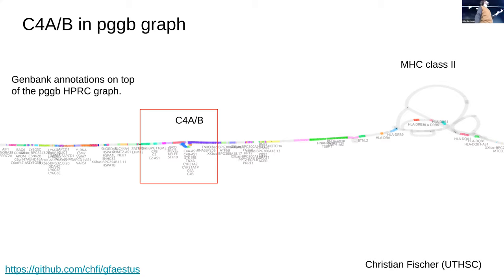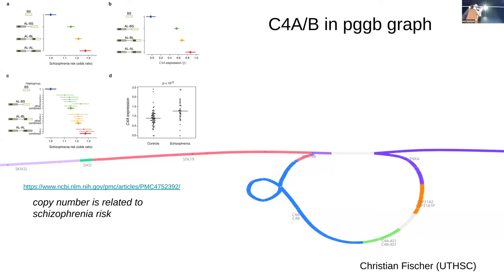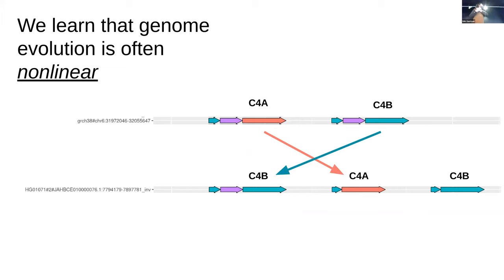I showed an example of this before. It's an interesting gene because it's part of the complement system, which is an innate immune system. The function of this particular gene is something like immune system signaling glue. Copy number changes are related to schizophrenia risk, so it's an interesting target. We looked at it a lot in the project. But what I want to show is that we see something you can't see easily with short reads, or shorter reads, or not complete assemblies.